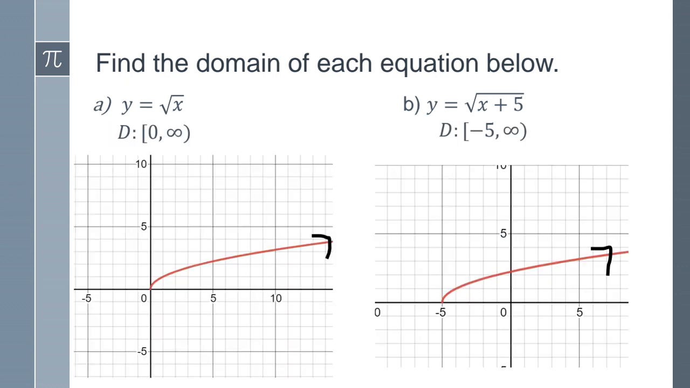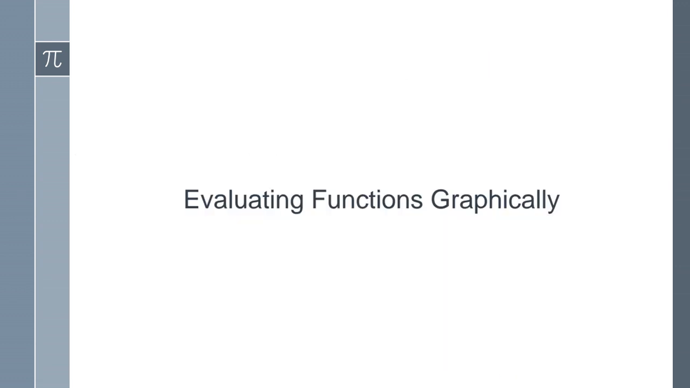Find the domain of each equation below. So this is just showing you the pictures or the graphs. So here's the square root of x. So it starts at 0 and it goes to infinity. And then this one starts at -5 and it goes to infinity. Okay, let's go to the next part here.